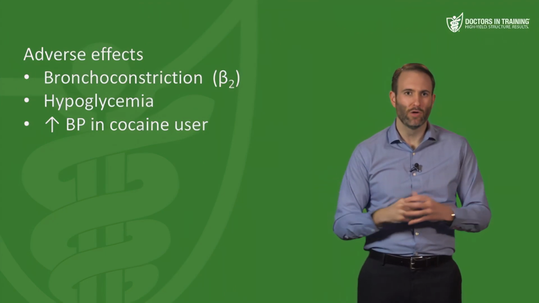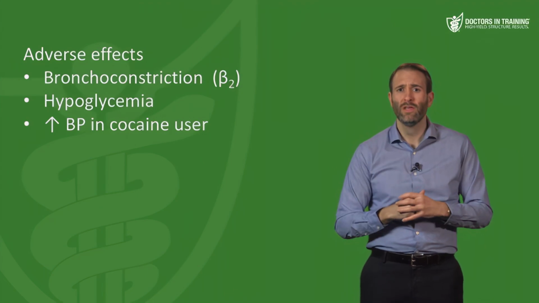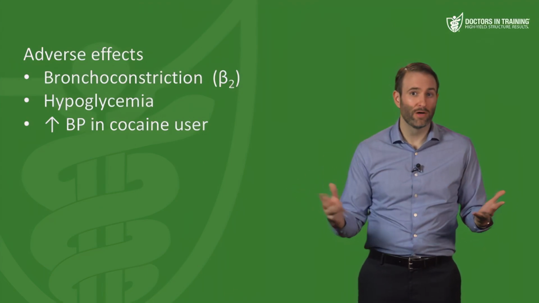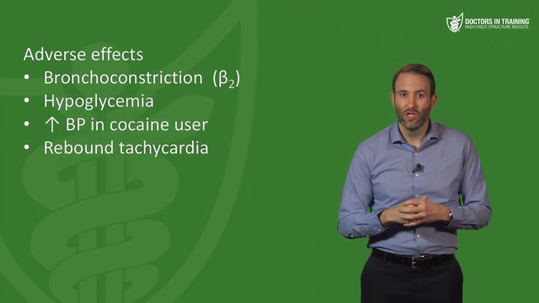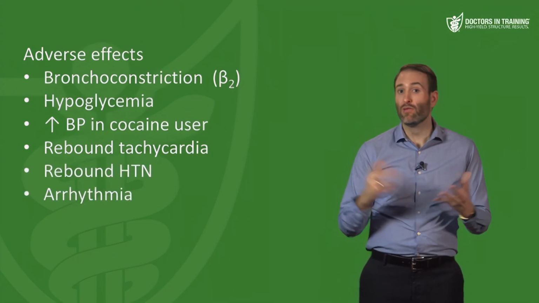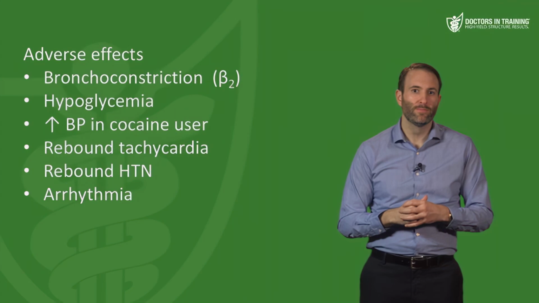in a cocaine overdose. Now, another potential problem is that if you abruptly stop a beta blocker, you can get rebound tachycardia, you can get rebound hypertension, or even arrhythmia if you stop them abruptly.